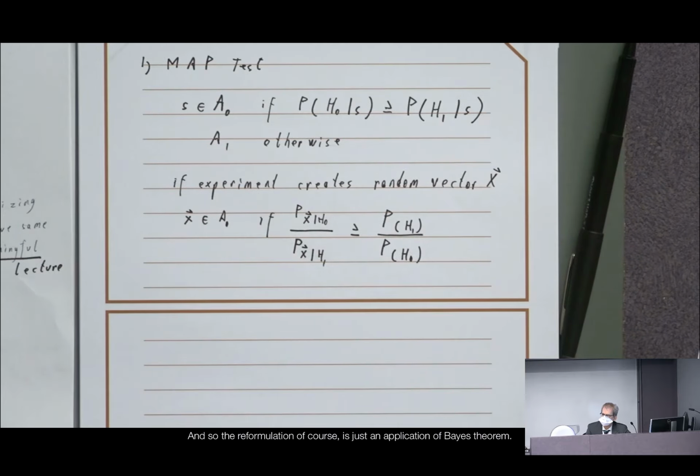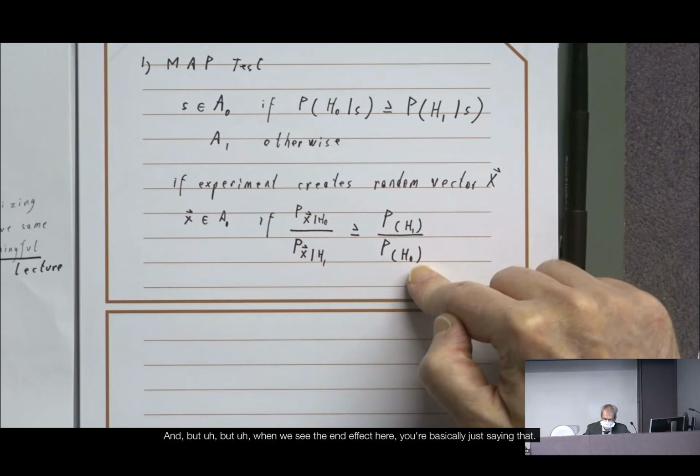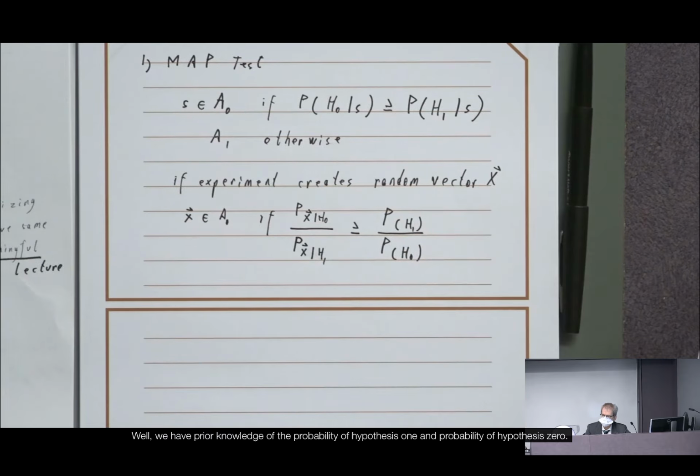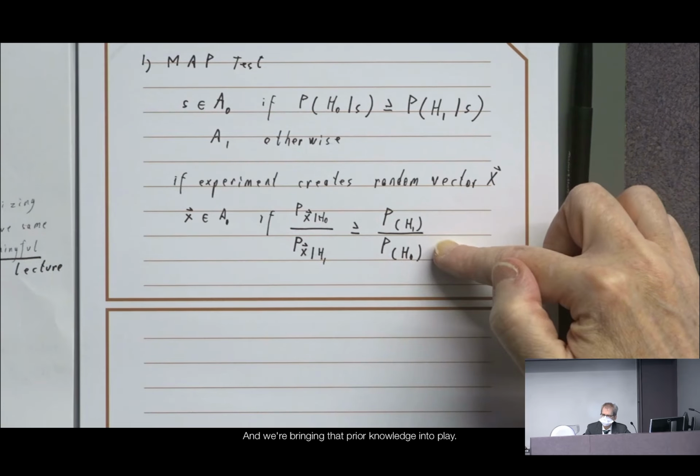And so the reformulation, of course, is just an application of Bayes' theorem. But when we see the end effect here, we're basically just saying that we have prior knowledge of the probability of hypothesis 1 and probability of hypothesis 0. And we're bringing that prior knowledge into play.